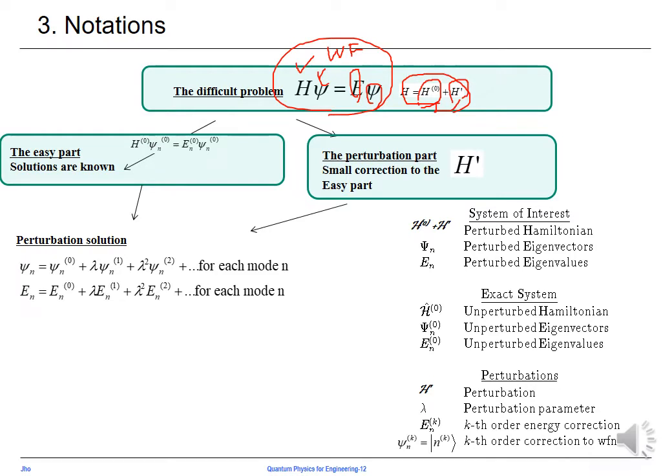Usually it is very hard. So H0 will be solved like this: H0 psi n0, the simple part. Then we have En0 and psi n0. Let's say the solutions are known. Then the perturbation part, H prime. Let's say it is rather small.